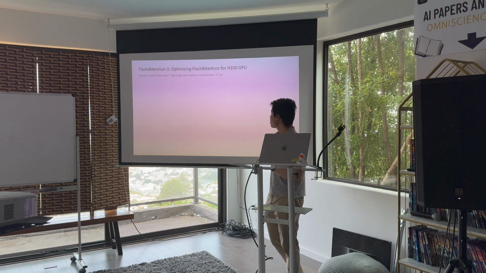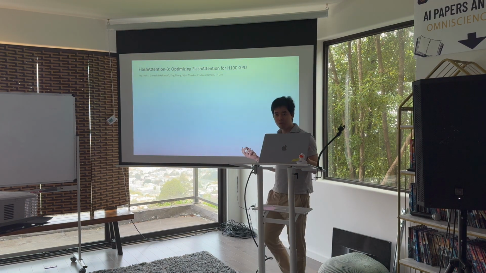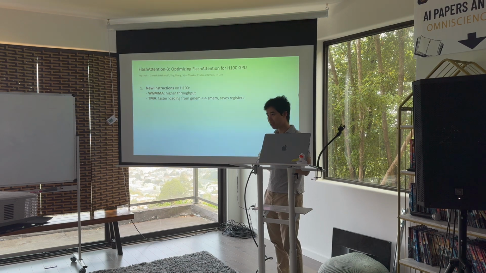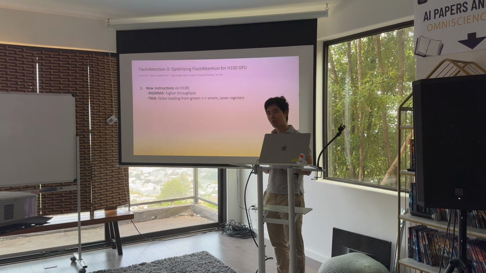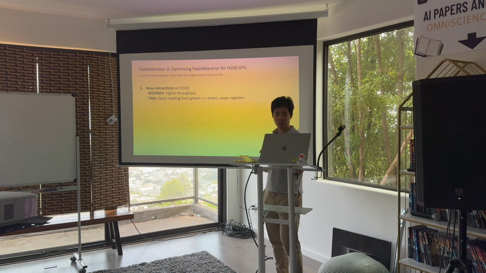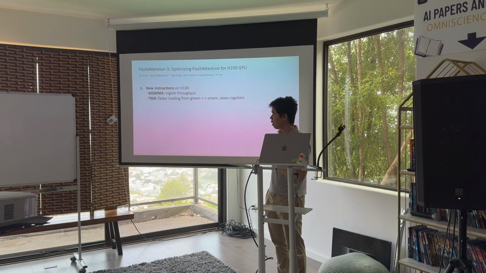Okay, so we want to optimize for H100. What are the new features of the H100 that we care about? There's some new instructions. So there's this warp group MMA that operates at the level of four warps at a time instead of just one warp. That gives you higher throughput. You kind of need to use that if you want to reach the max throughput. There's this hardware unit called TMA, Tensor Memory Accelerator, that lets you do memory loading between global memory and shared memory, and it saves a bunch of registers. So that's important.